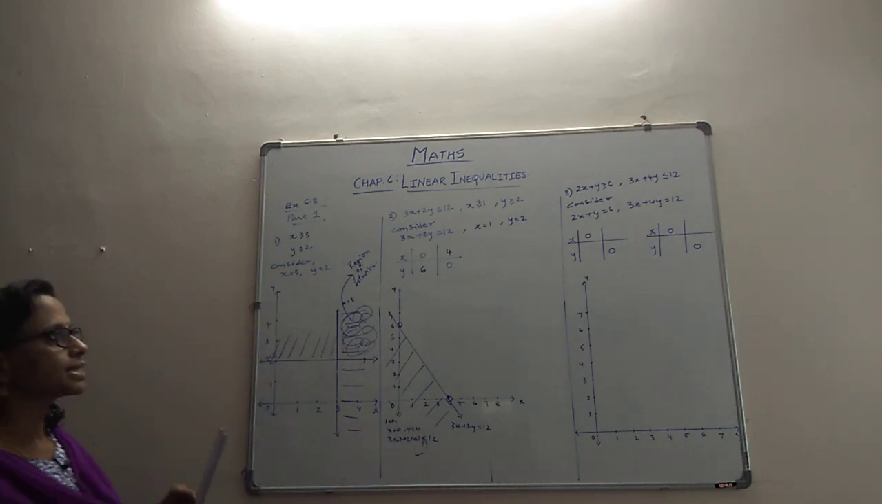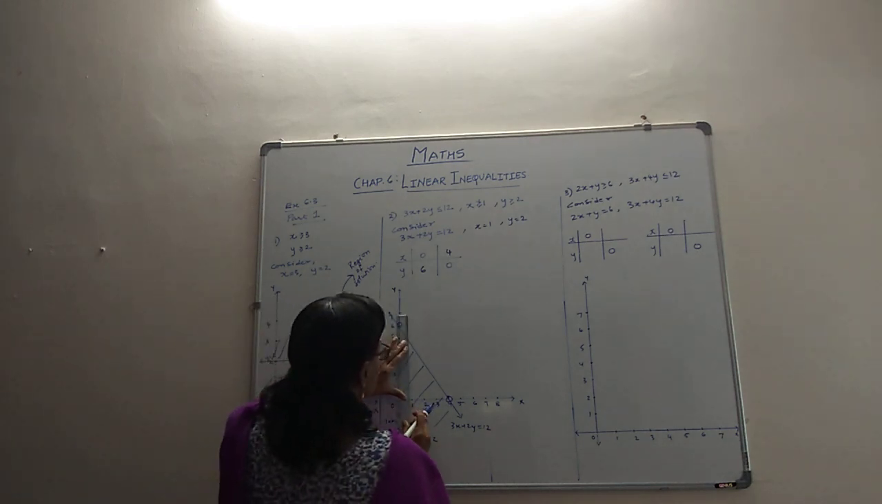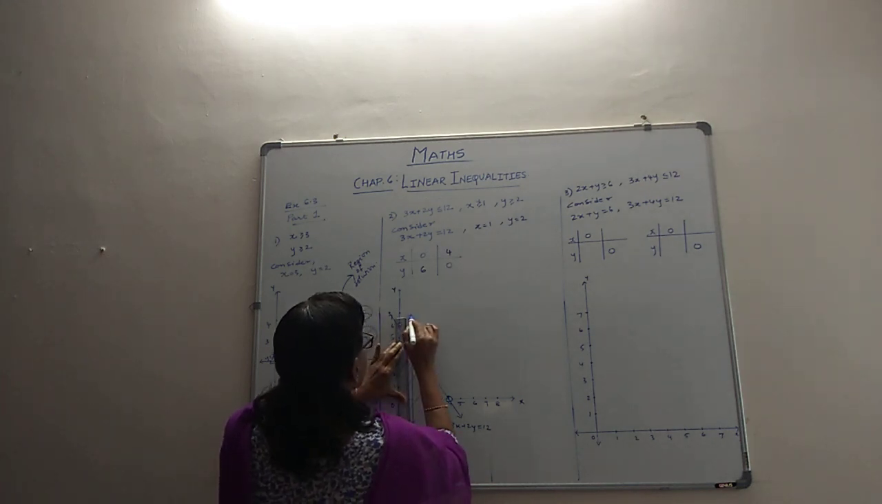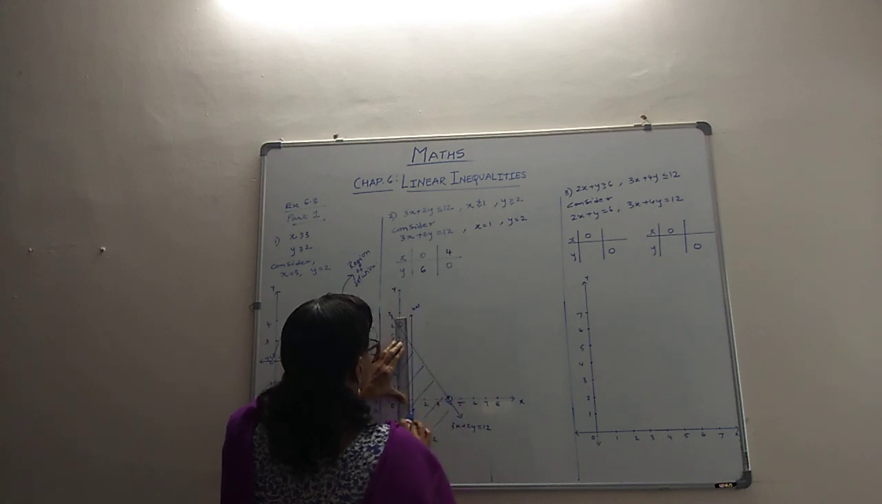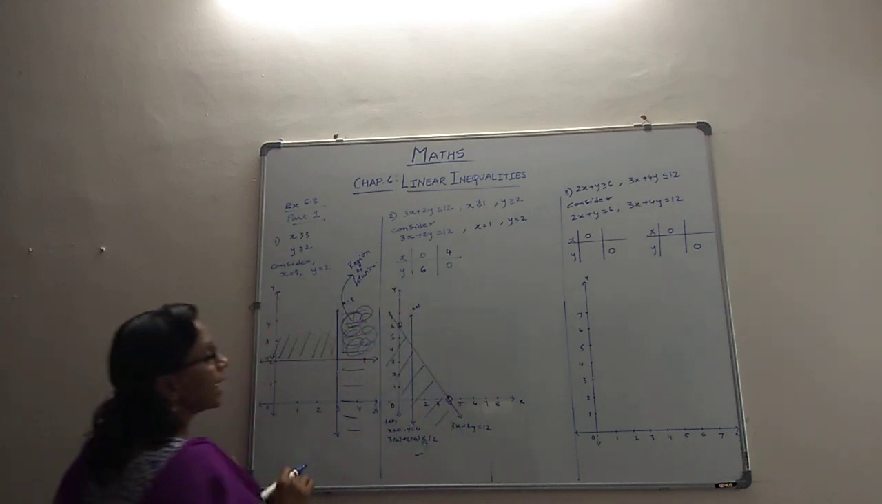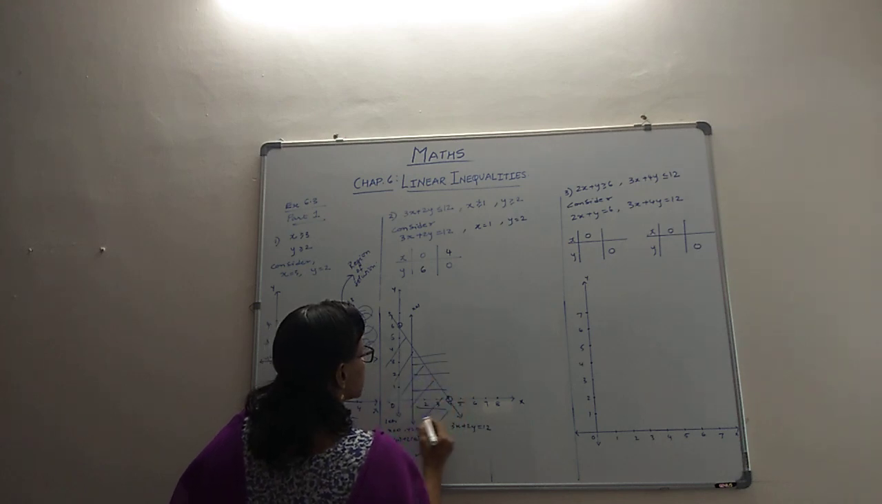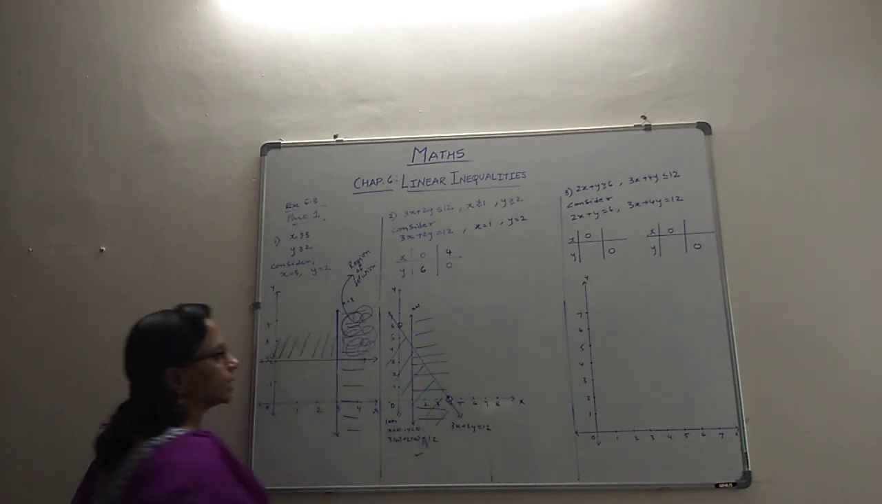Then we have x greater than or equal to 1. x equal to 1 is a line parallel to the y-axis passing through 1, and greater means these portions. We are going to take it up.